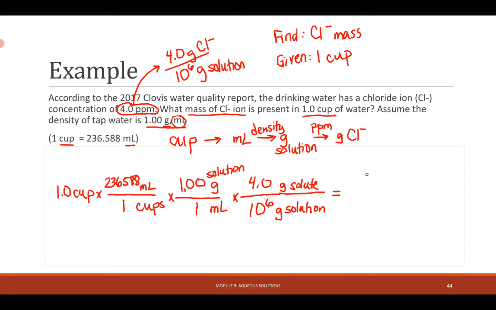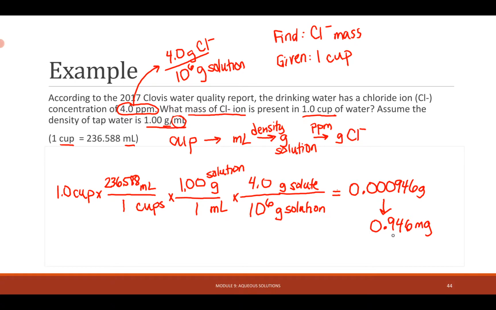If I plug that into my calculator, I get 0.000946 grams. That's really tiny. So I could choose to convert this to milligrams. And if I do, then I could report my unit as 0.946 milligrams. It didn't specify in the question prompt what mass unit it wanted, and so I have my choice of either.